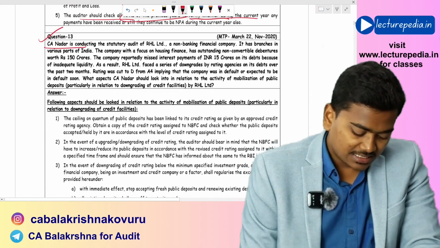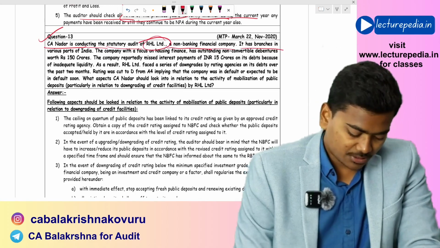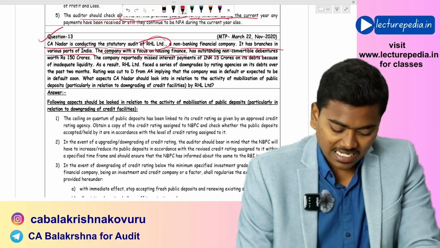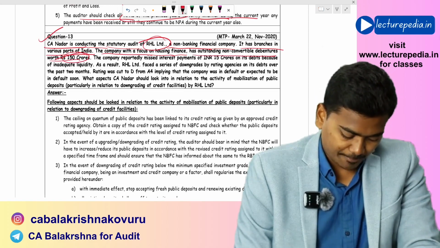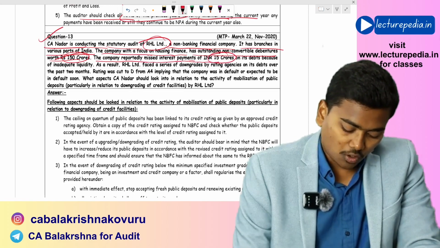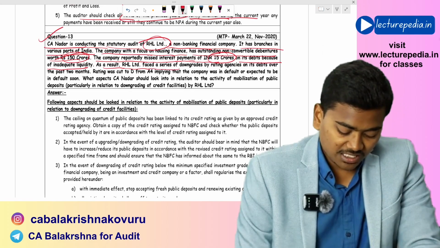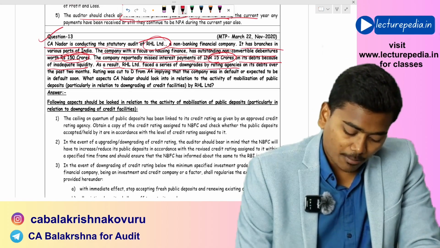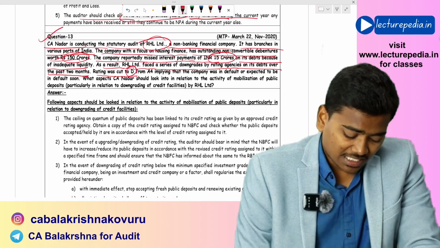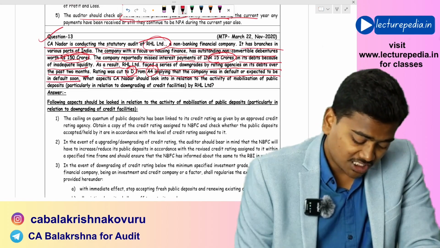Question number 13. CA Nadar is conducting the statutory audit of RHL Limited, a non-banking financial company. It has branches in various parts of India. The company, with a focus on housing finance, has outstanding convertible debentures of 150 crores. The company reportedly missed interest payments of 15 crores on its debt because of inadequate liquidity. As a result, RHL Limited faced a series of downgrades by rating agencies on its debts over the past 2 months. Rating was cut to D from A4, implying that the company was in default or expected to be in default soon.